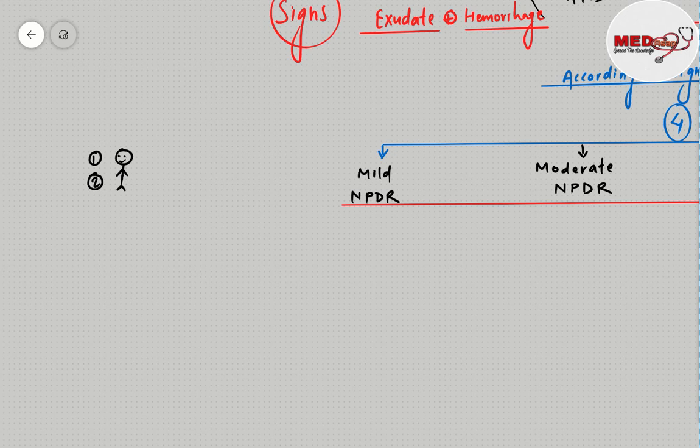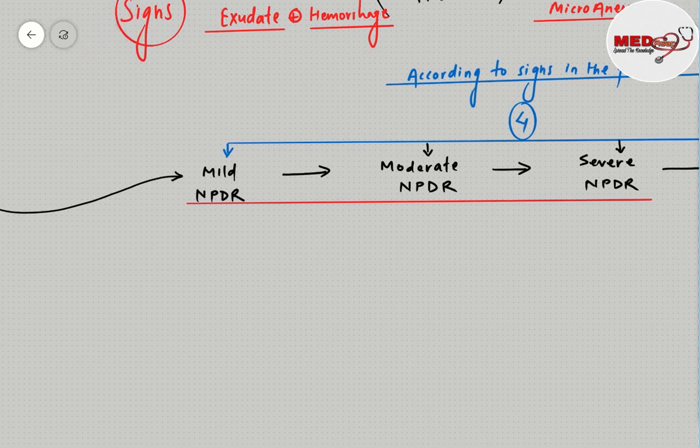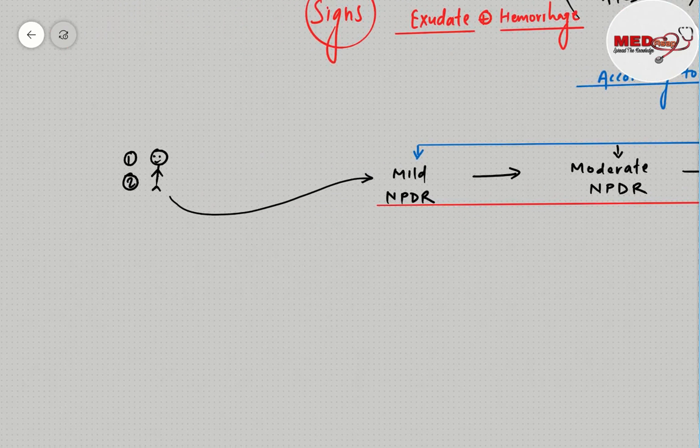By time this person will start to develop diabetic retinopathy, and it starts with the mild non-proliferative, then moderate, then severe, then finally into the proliferative. It is not possible to have directly proliferative type of diabetic retinopathy. It always goes in the sequence.